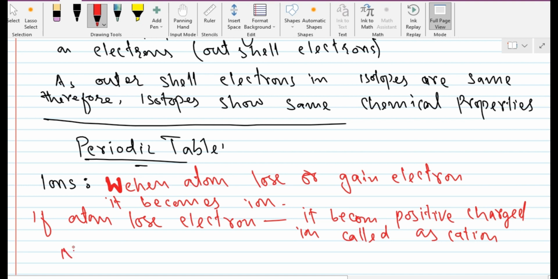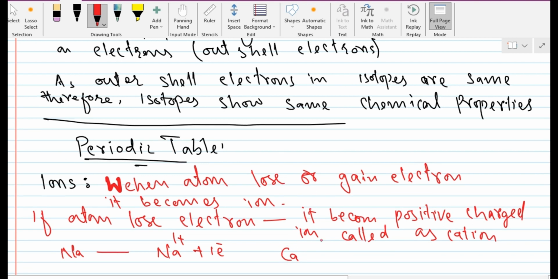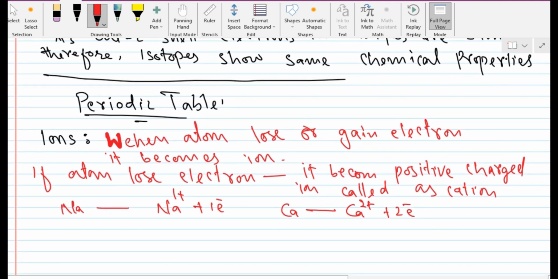For example, sodium belongs to group 1. It will easily lose an electron and change into a sodium ion. Similarly, calcium belongs to group 2. It can easily lose 2 electrons and change into a calcium ion with a 2 plus charge. Got it? The same is the case for all other metals. They will have a charge equal to the number of electrons lost.